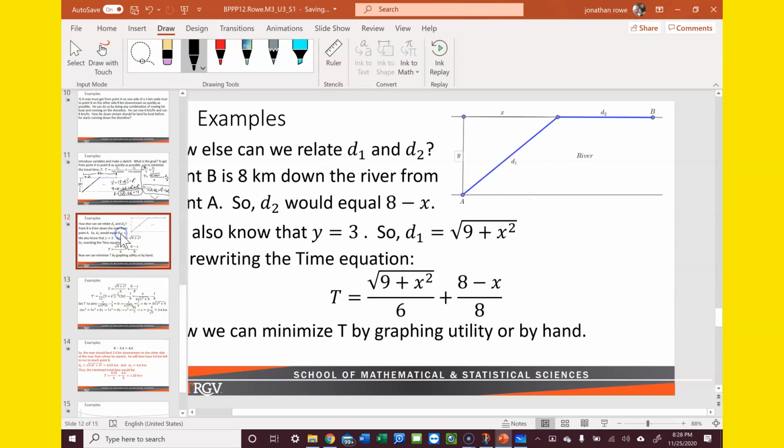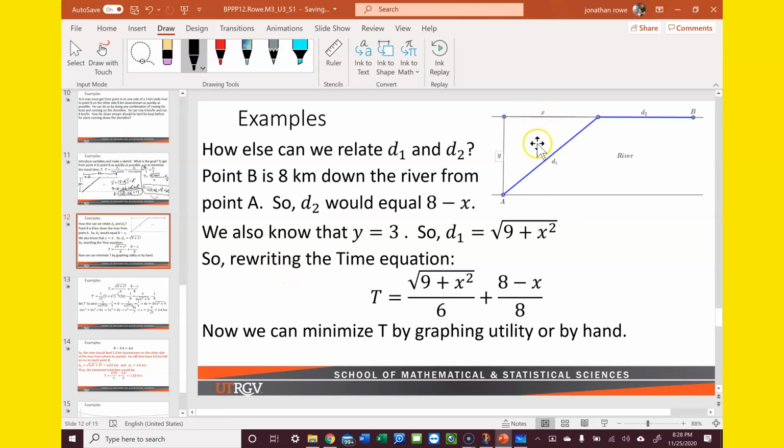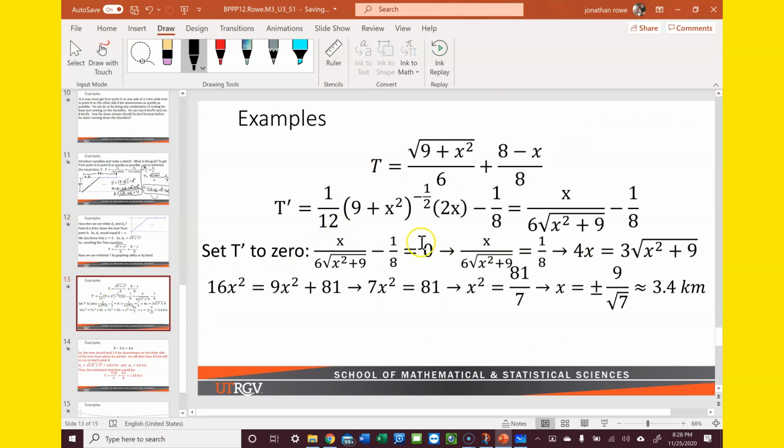Here's some work I did. I did it a little bit differently than what I showed you by hand. What I did here was let this thing be a variable x instead of calling it 8 minus D2. Then I did some work to get the derivative and set it equal to 0, and I found that the answer was plus or minus 9 over the square root of 7, which comes out to be about 3.4 kilometers.